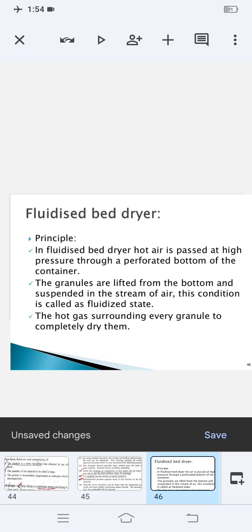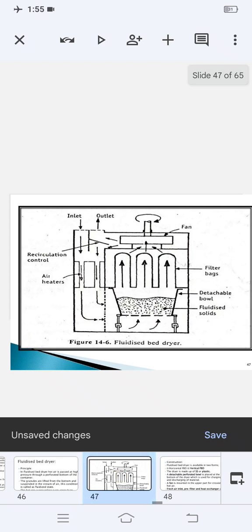Which condition is known as fluidized state? When the granules are lifted upwards from the bottom and suspended in the air, that is known as fluidized state. And at that time, the hot gas surrounds each and every granule to completely dry them. Thus the materials or the granules are uniformly dried. You can see the diagram here of the fluidized bed dryer.